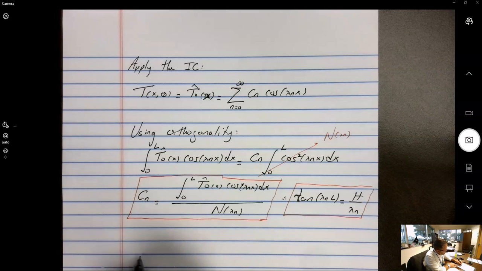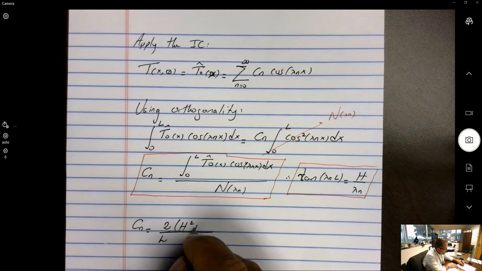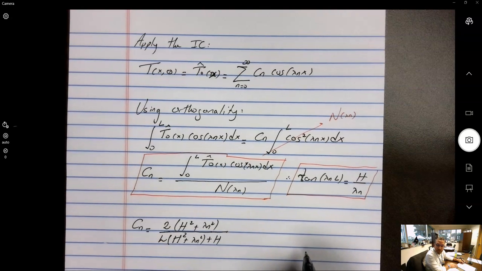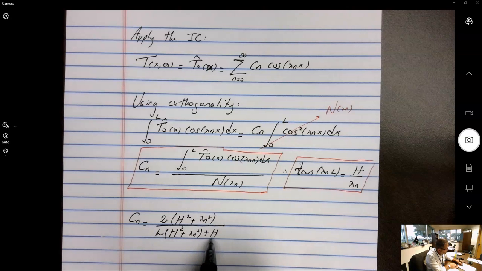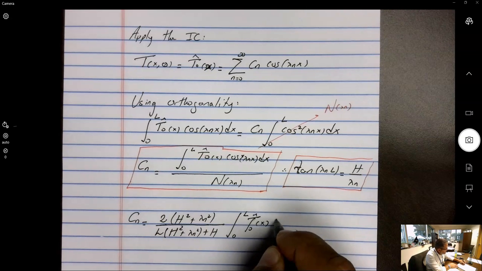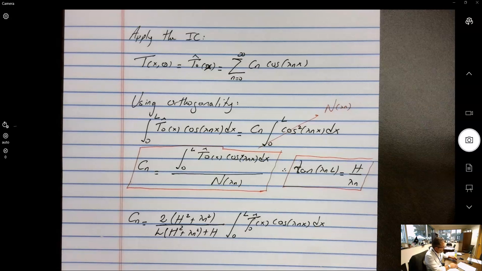So basically, let me expand on this. Cn is equal to 2 over L times h squared plus lambda n squared. I'm writing the entire norm plus h. So the L only multiplies h squared plus lambda n squared, obviously, because h squared cannot add up to h. It's dimensionally inconsistent. Integral from 0 to L, T0 of x times the cosine of lambda n x dx. And this is the final form.